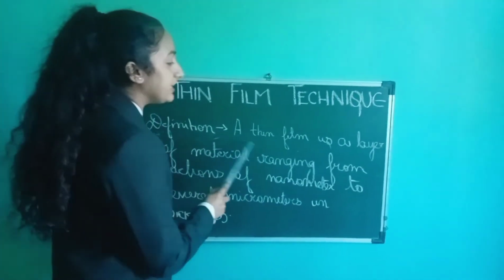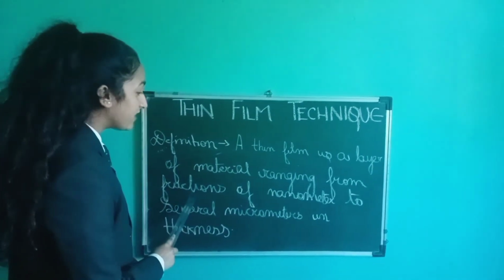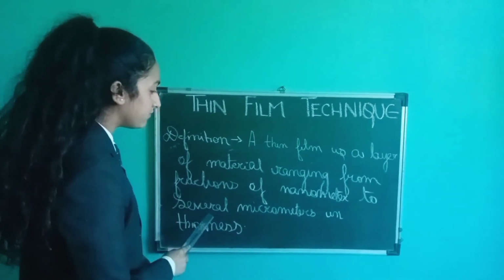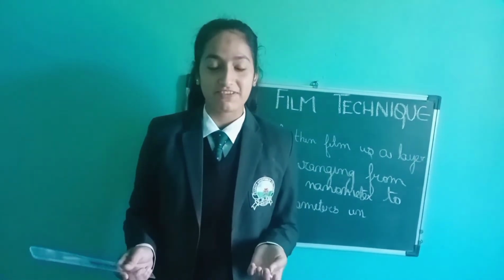Definition. A thin film is a layer of material ranging from fractions of a nanometer to several micrometers in thickness. A thin film is a thin layer of material that has a different index of refraction than its surroundings.